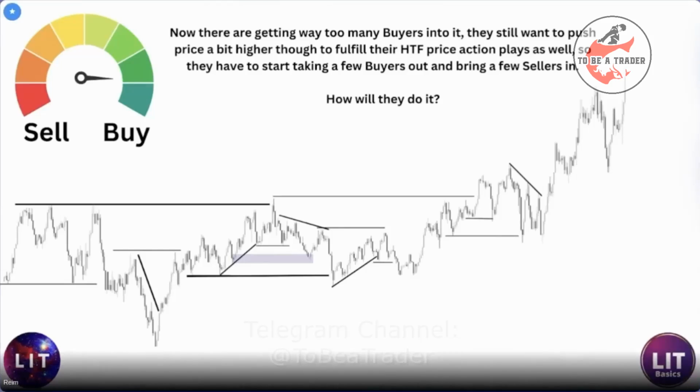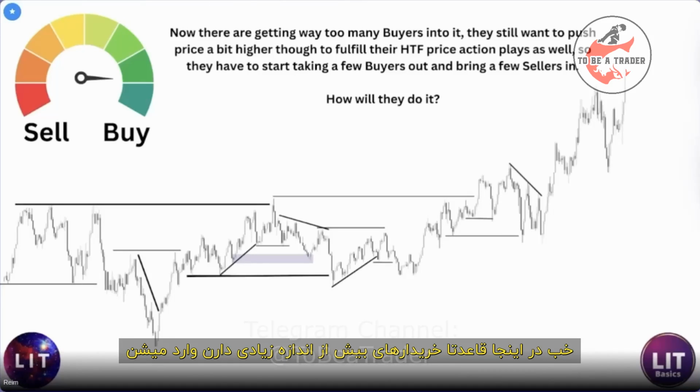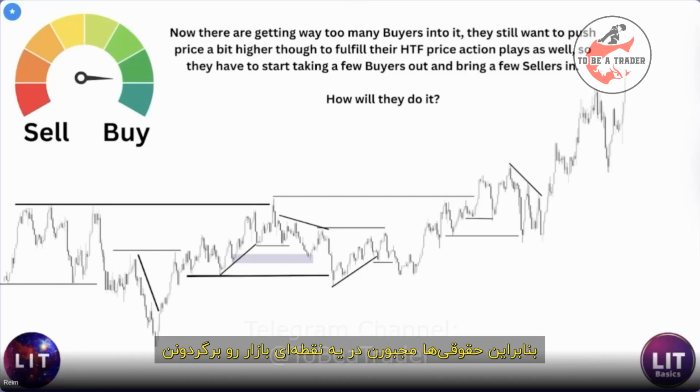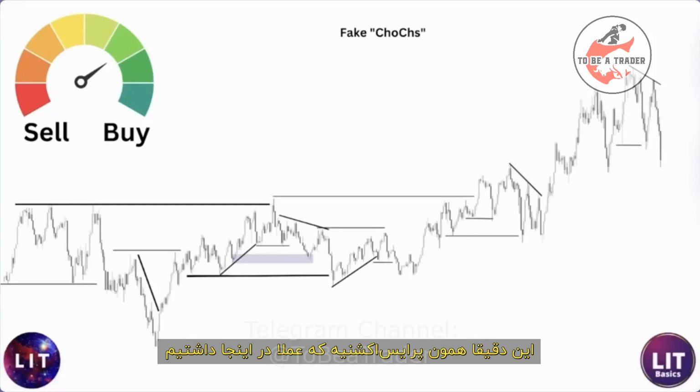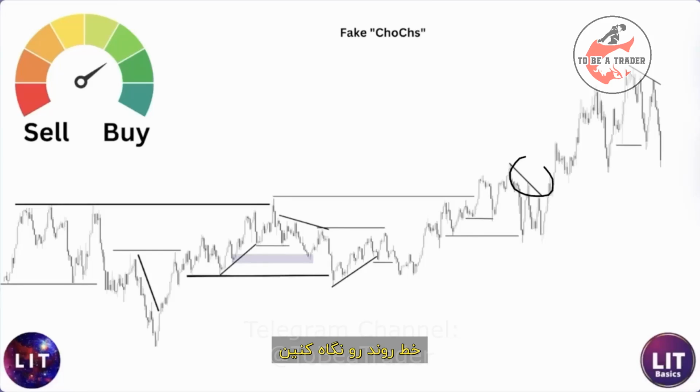Oh, there you go. Right, so at this place, obviously too much buyers are getting in, so they have to obviously reverse the market at some point. How do they do it? Once again, fake Kochs all over again. It's the same price action we literally had right here. Look at the trend line, look at the trend line.